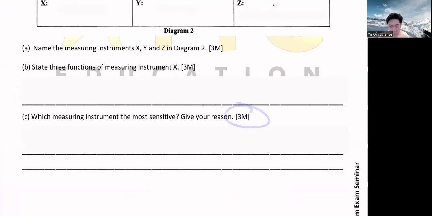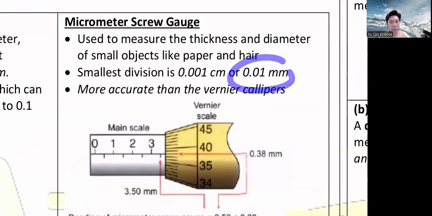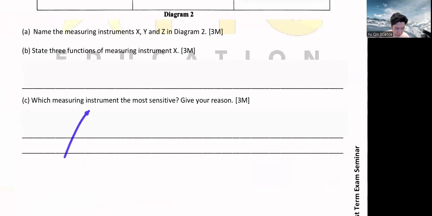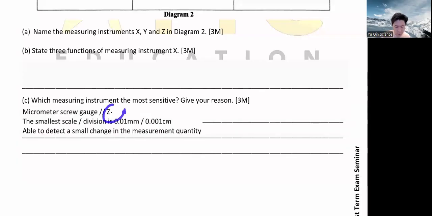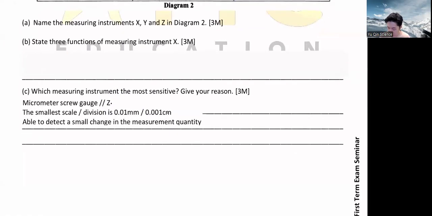Okay, give reason. Very simple. We will throw this into the answer. Why? Because it can go to 0.01. This is your second mark. Then your third mark, you want to write, so therefore it's more accurate than everything else. So the first mark, of course, is the name, micrometer screw gauge. Because, or Z, also you can write the alphabet Z. Therefore the next one, the smallest scale, you can go down to 0.01 cm, or you want to write mm also can. And then the last one will be, because these are the instruments you can measure very small changes, or you can write, therefore these instruments are more accurate.